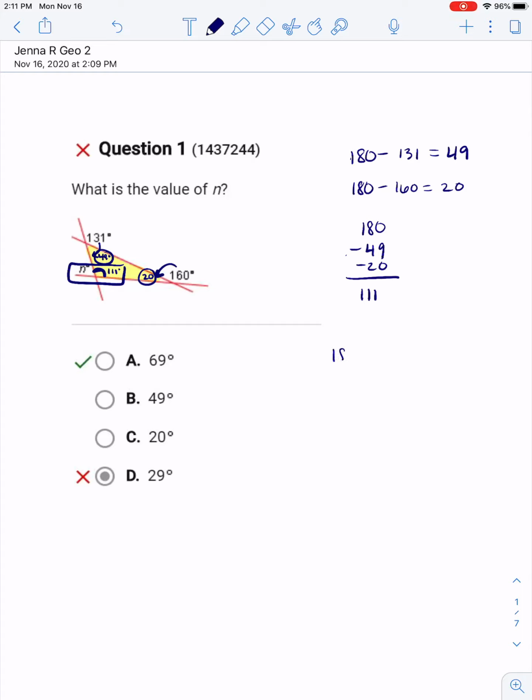So again, we use that same theorem. I know that the outside angle and the inside angle together are 180 degrees. So if I do 180 minus 111, I get 69, okay? That's where this answer comes from.